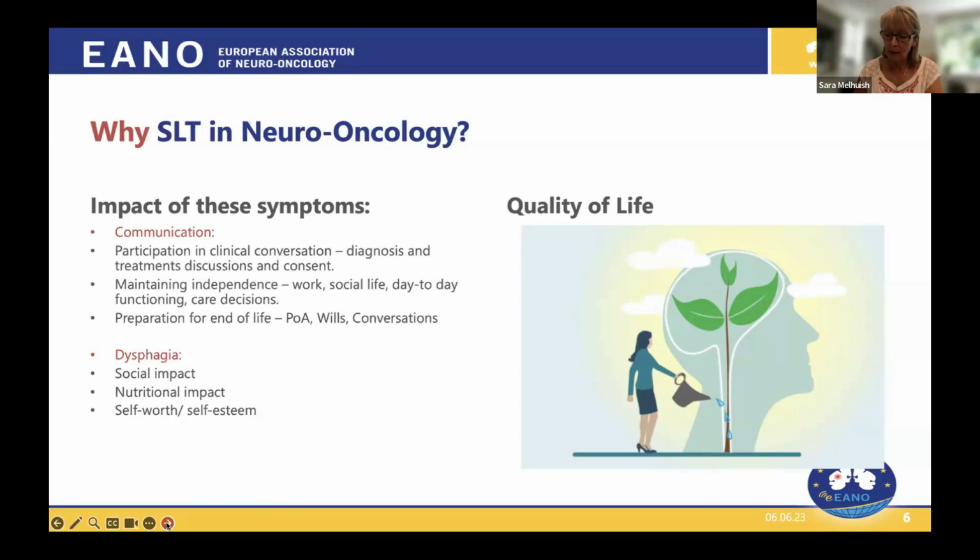If you're looking at the medical environment, we talk about shared decision-making in healthcare. But how can we do this if we don't know the communication function of our patients? And it's just involved in so many areas of day-to-day living, work, social life. But especially for our high-grade patients, it's really important for end-of-life discussions and preparations, whether that's writing wills or letters to loved ones. And swallowing is about so much more than nutrition. The impact of dysphagia on social interaction and self-esteem is significant. So all of this leads to a significant impact on quality of life.